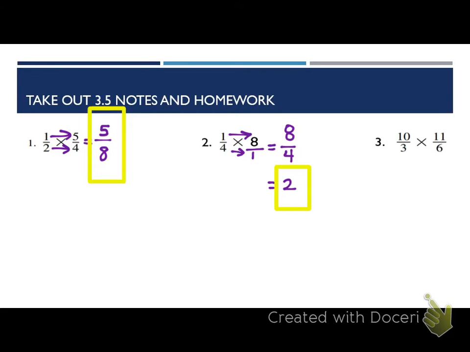Last one, number 3. Multiply straight across. 10 times 11 is 110. 3 times 6 is 18. These are both even, so they're both divisible by a number, right? Both divisible by 2. So what do we get? 55 over 9. You can see if it's divisible again.